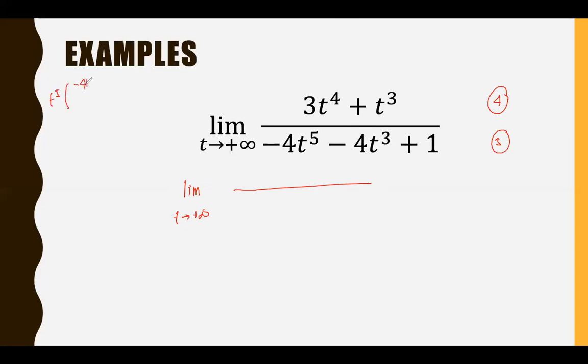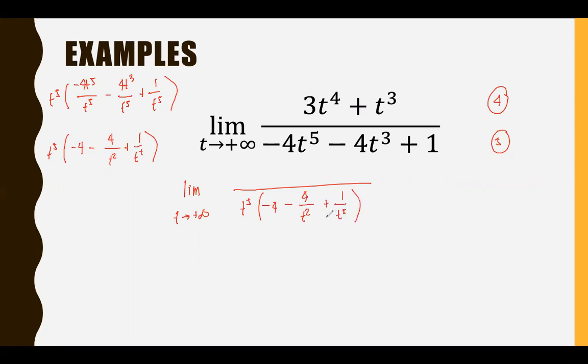So negative 4t to the power of 5 over t to the power of 5, minus 4t cubed over t to the power of 5, plus 1 over t to the power of 5. And if you simplify, it will be negative 4, oh sorry, it's only negative 4 because both are in t to the power of 5. So negative 4 minus 4 over t squared plus 1 over t to the power of 5. So you copy that: t to the power of 5 times negative 4 minus 4 over t squared plus 1 over t to the power of 5.